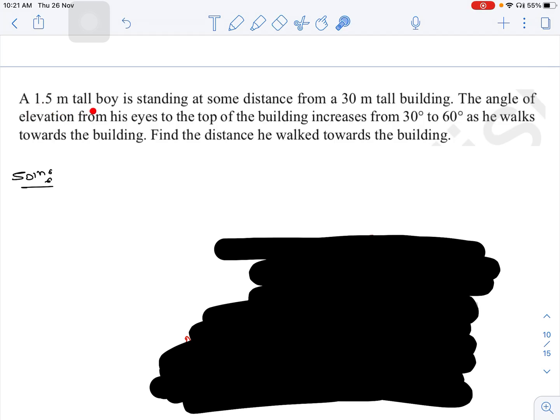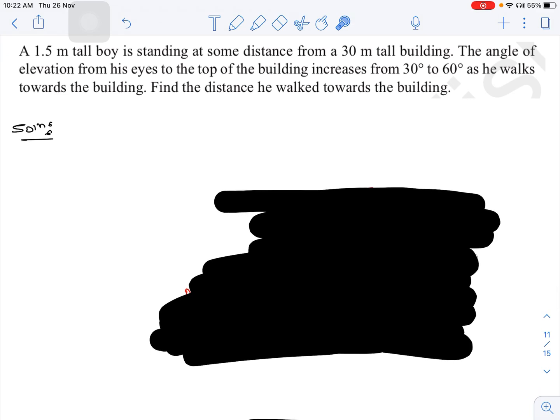A 1.5-meter tall boy is standing at some distance from a 30-meter tall building. The angle of elevation from his eyes to the top of building increases from 30 degree to 60 degree as he walks towards the building. Find the distance he walked towards the building. Okay, so now the condition is given that the height of the boy is 1.5 meter.